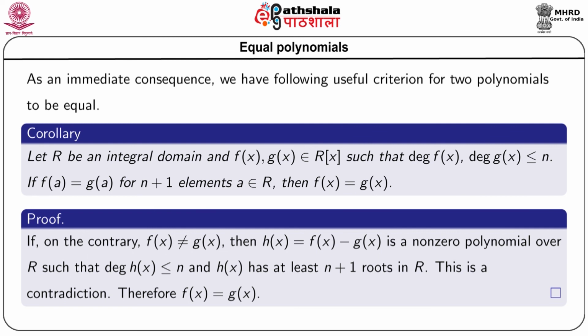Note that f(x) and g(x) become equal at n plus 1 values a in R. So, all these values will be a root of h(x), and hence h(x) becomes a polynomial of degree less than or equal to n, but has at least n plus 1 roots in R. This contradiction asserts that f(x) must be equal to g(x).